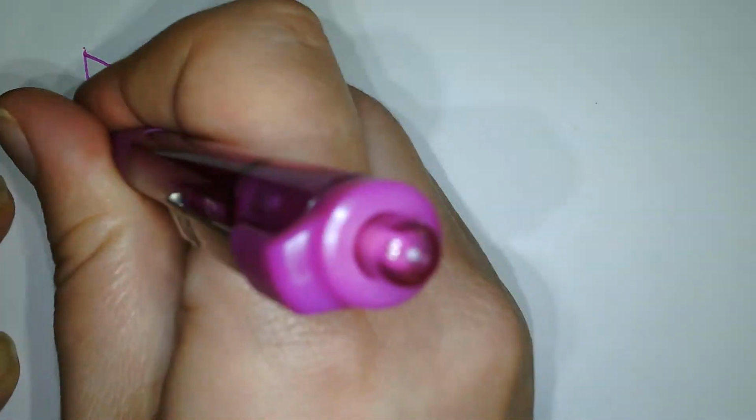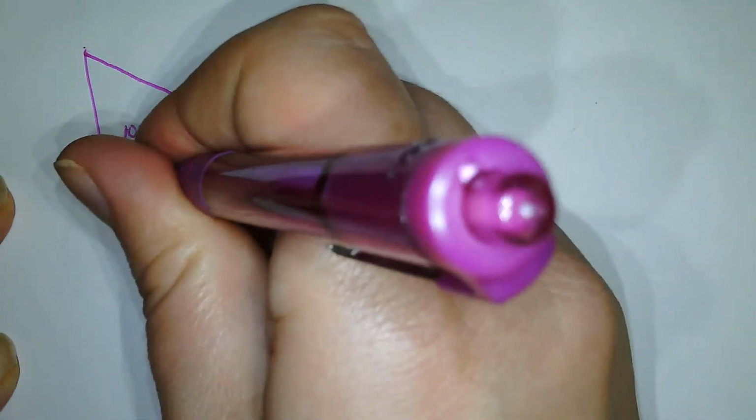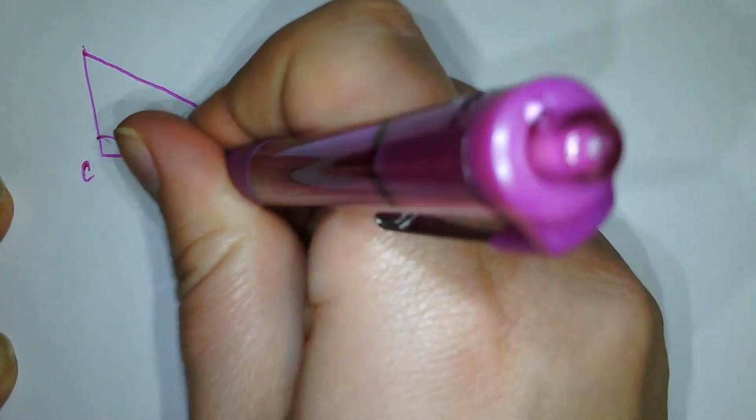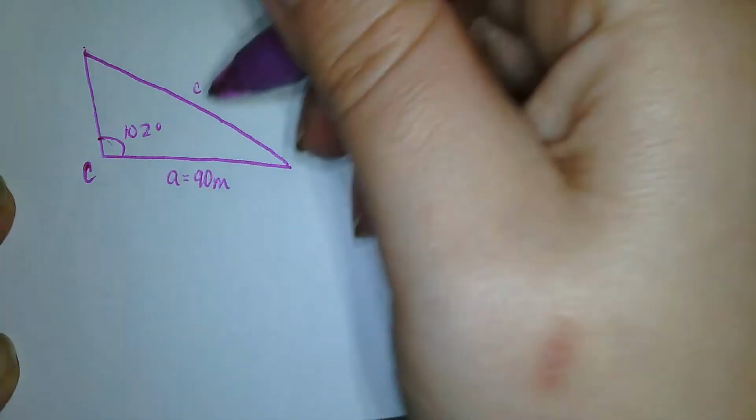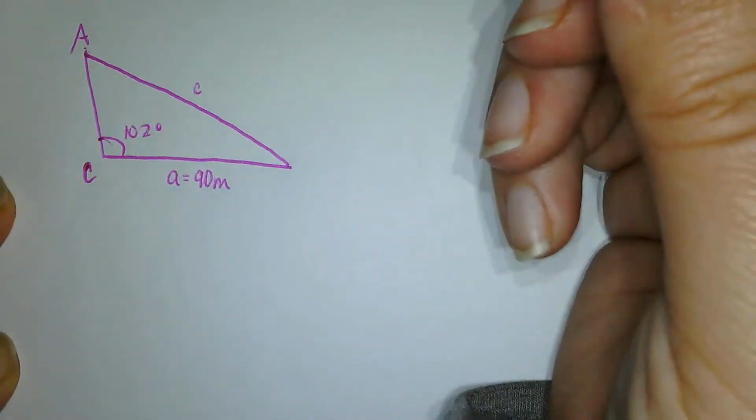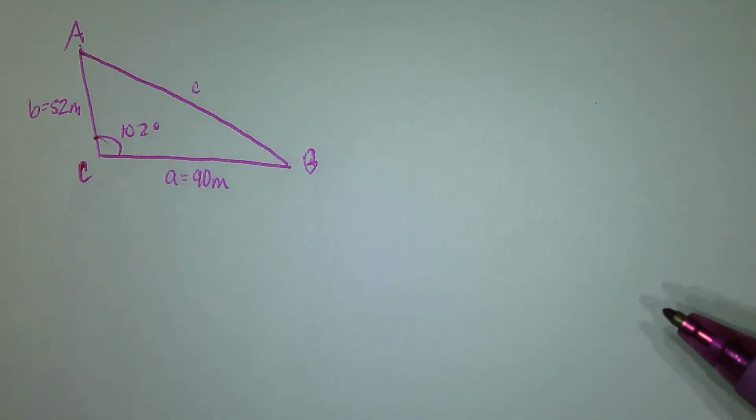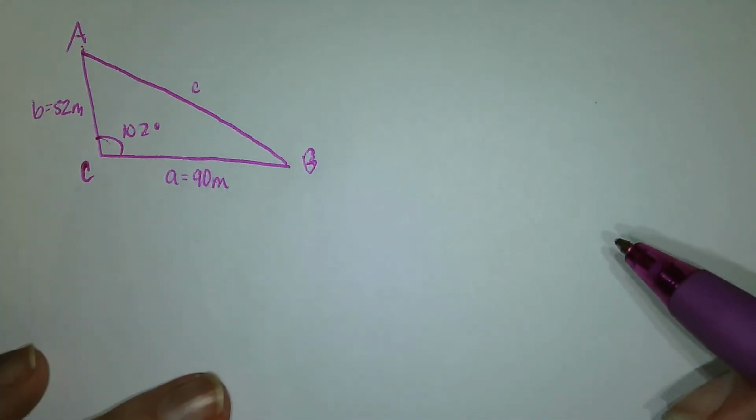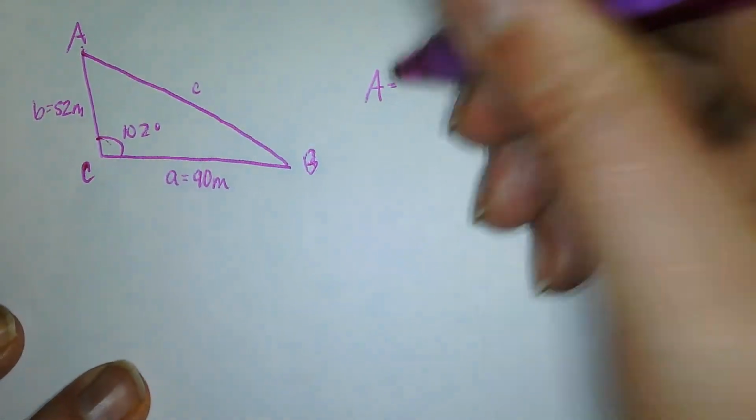Alright, so this is C equal to 102 degrees. And we have side a, which is equal to 90. This would be C, this is A, not that it matters, and this is B, but I like labeling my triangles all the way. And this is little b, 52 meters. What's the area of this triangle? We could break it up into the 2 smaller right angle triangles, and we could do all that, or we can just use our brand new formula.